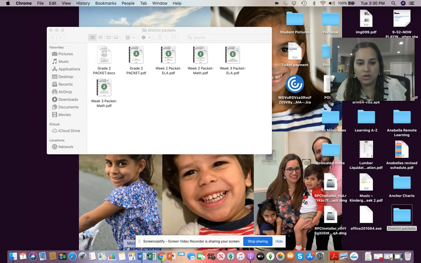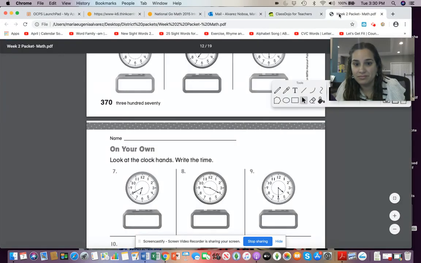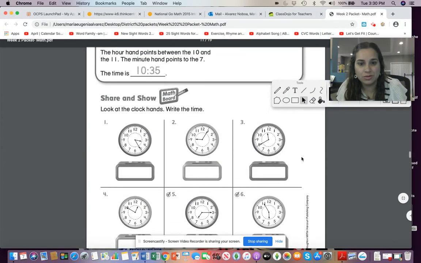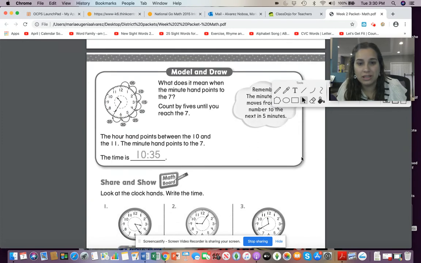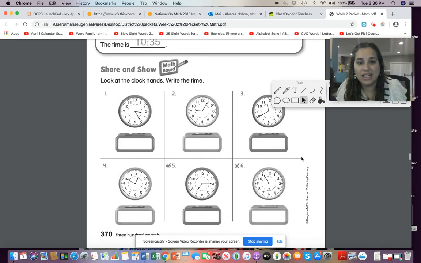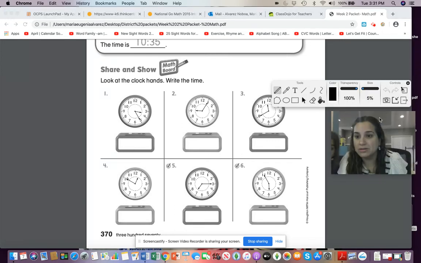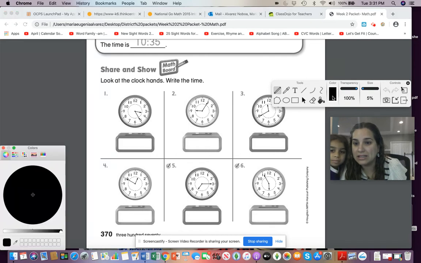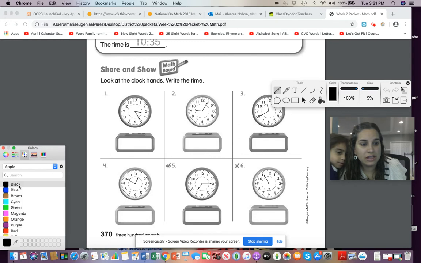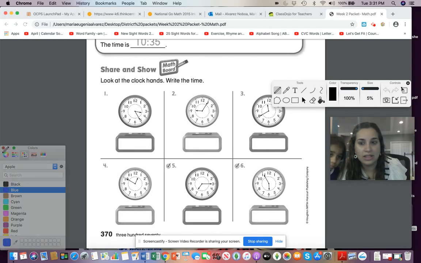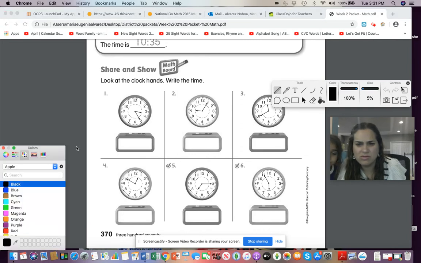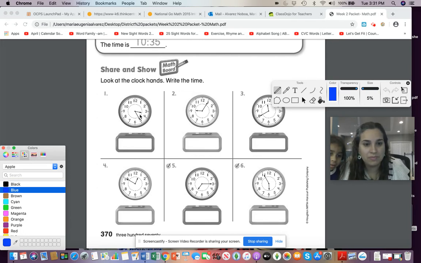Now I want to go to your packet right here. There we go. So right here, it is your job to look at the clock hands and write the time down here. How about we do that together. Let's see, blue. Okay. Can I use blue? I want blue. There we go.